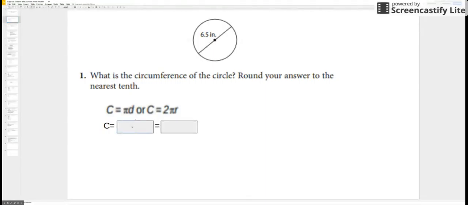So we're going to say pi times diameter, 3.14 times 6.5, and we're going to get our answer to be 20.41. If we're rounding it to the nearest tenth, it'll be 20.4.